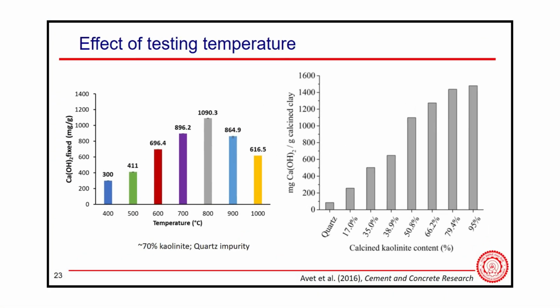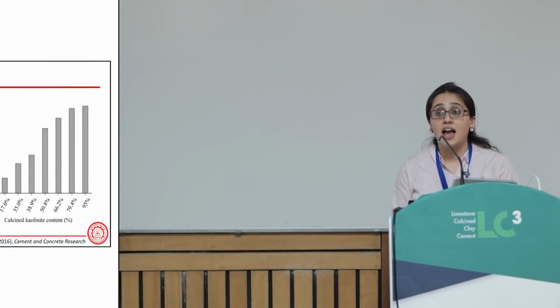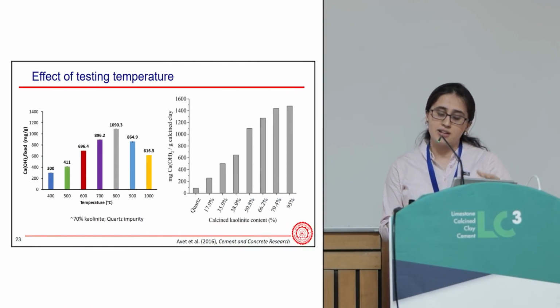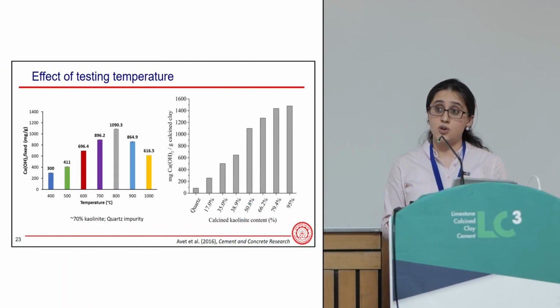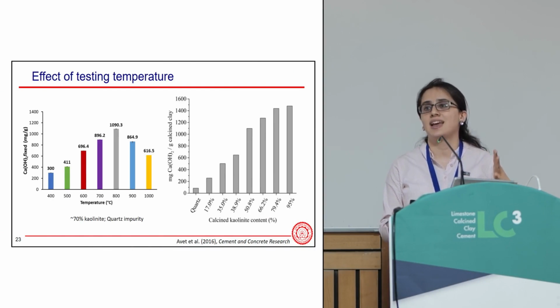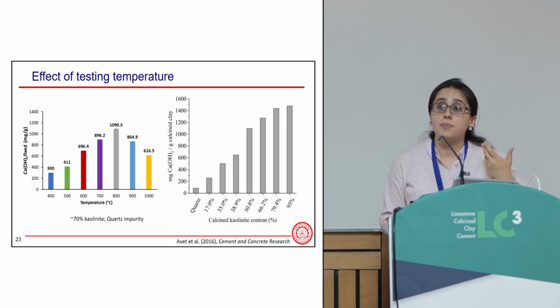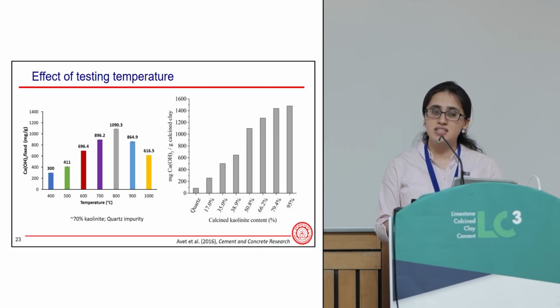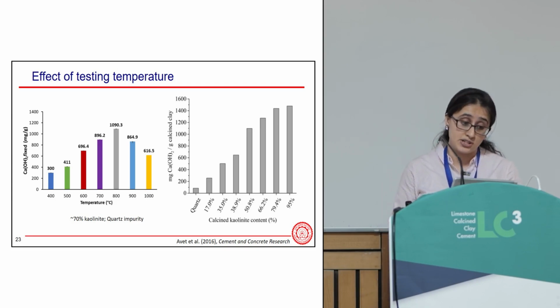So when we perform this modified Chapel test on the clay which has a very high chloride content, the same clay that I showed earlier which has a chloride content of 70%, we are able to identify the optimum calcination temperature, because in this test we are taking almost double the amount of calcium hydroxide. In this, the clay is the limiting one and the calcium hydroxide is available in excess.